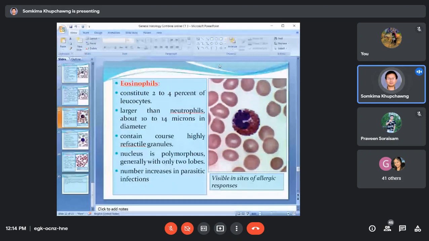So eosinophils have affinity for the eosin stain. And in the case of parasitic infection, let's say you are collecting blood samples from a highly parasite-infected animal, there is a chance that you'll get more eosinophils in the blood. The number increases in parasitic infection, or also in allergic reactions, visible in signs of allergic responses.